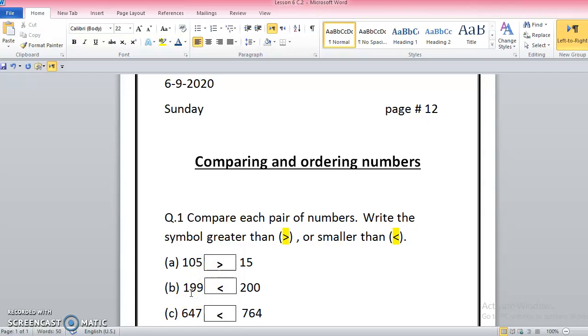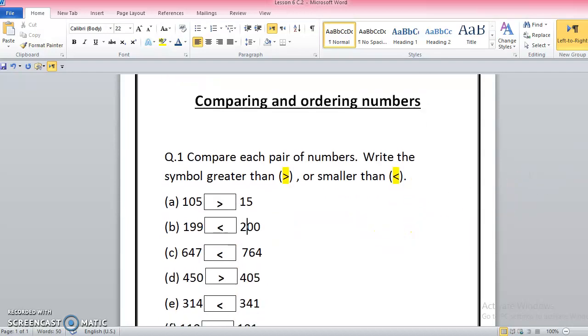Now check the second one, it's 199 and 200. Check the 100, here 1 and here 2. So 2 is greater than 1, so I will write here like this. So 199 is actually smaller than 200, so I will close this mouth here and it will open up to 200. Next question is 647, that is with 764. So I will check the 100, 6 and 7. 7 is greater than 6, so I will write here 647 is smaller than 764.